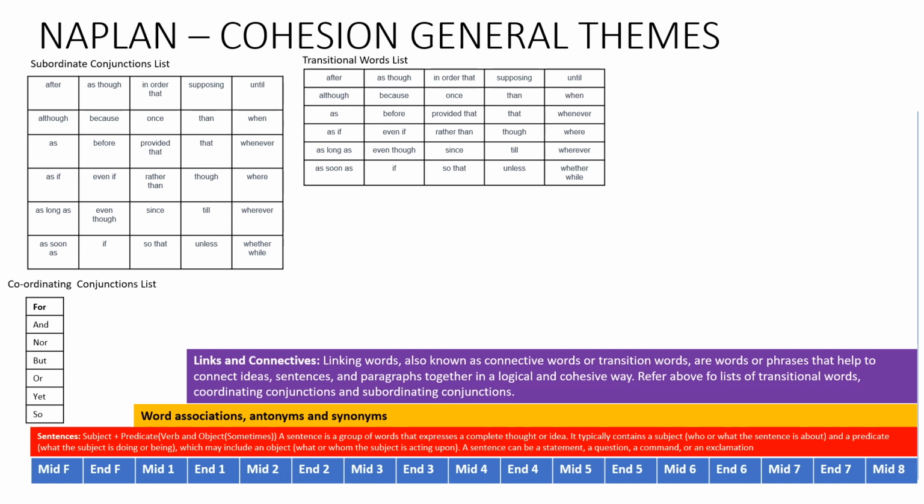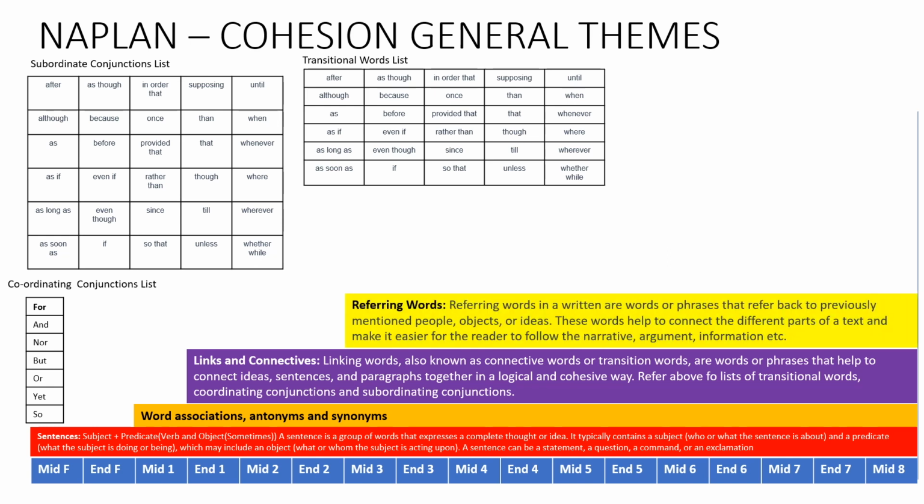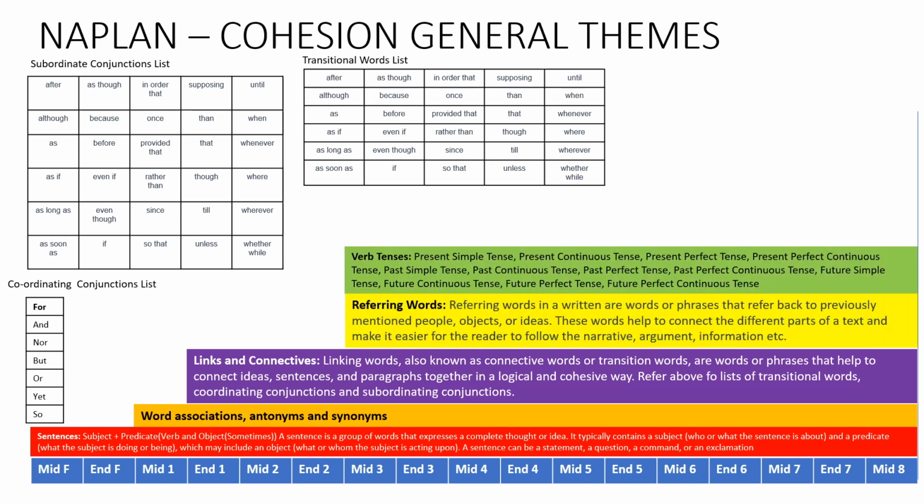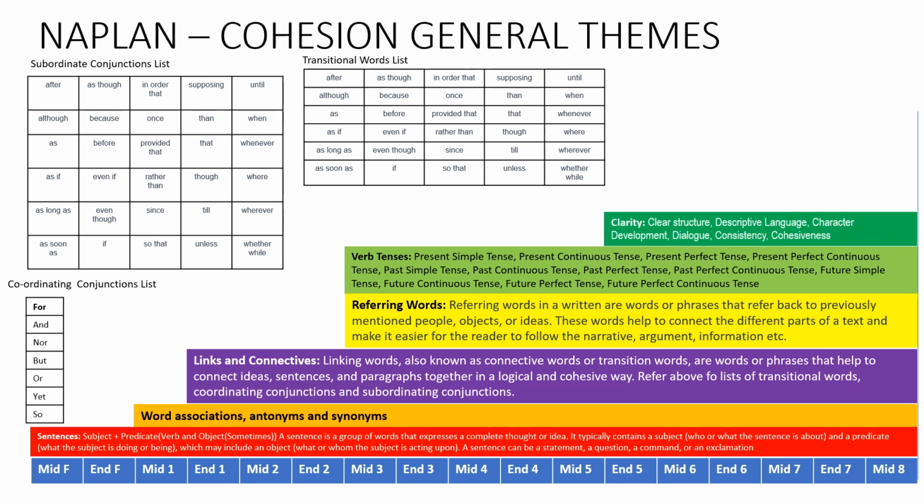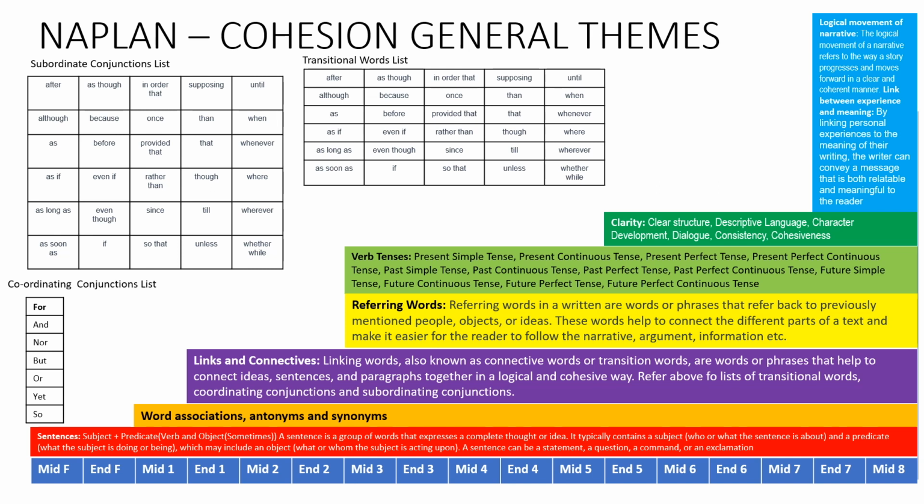which are links that help people's writing flow better. Apart from that, there are the referring words and a description of them as well, and the verb tense is a quick reference there of what they were, and clarity. And finally, the last couple of themes that we discussed were logical movement of narrative and the link between experience and meaning.